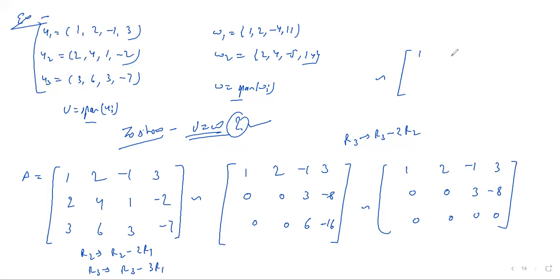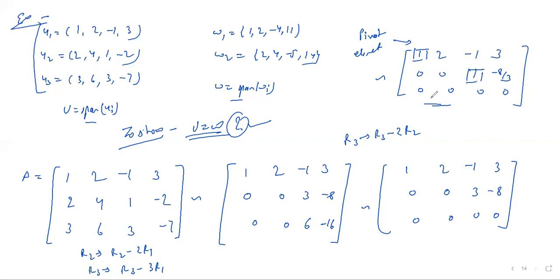Let's transform it more. I will reduce it, dividing row 2 by 3. Then it will become 0, 0, 1, minus 8 by 3, and 0, 0, 0, 0. These are my 1s. This is my pivot element. These are called pivot elements. We'll study this matrix concept further in the upcoming lectures. Then I got this matrix from reducing the matrix A.